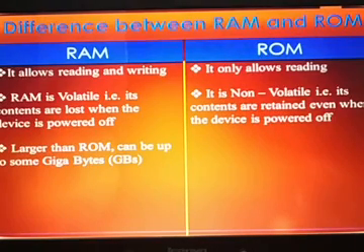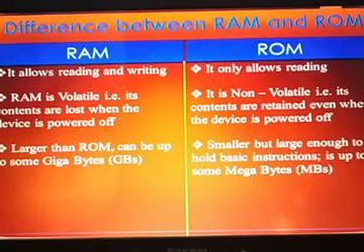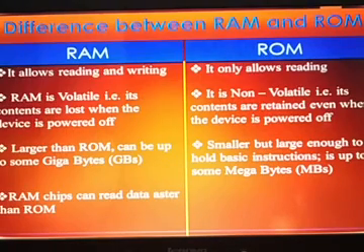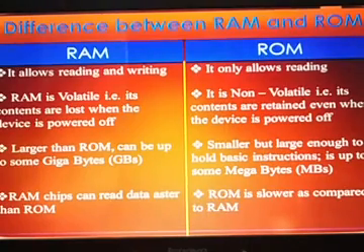RAM is larger than ROM and can be of some gigabytes. ROM is smaller but large enough to hold basic instructions, up to some megabytes. A RAM chip can read data faster than ROM. ROM is slower as compared to RAM. So there are some differences between RAM and ROM.